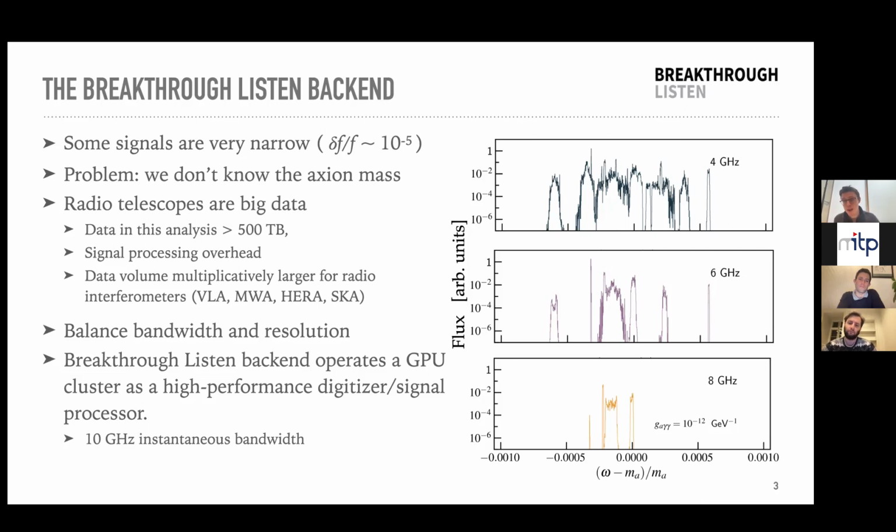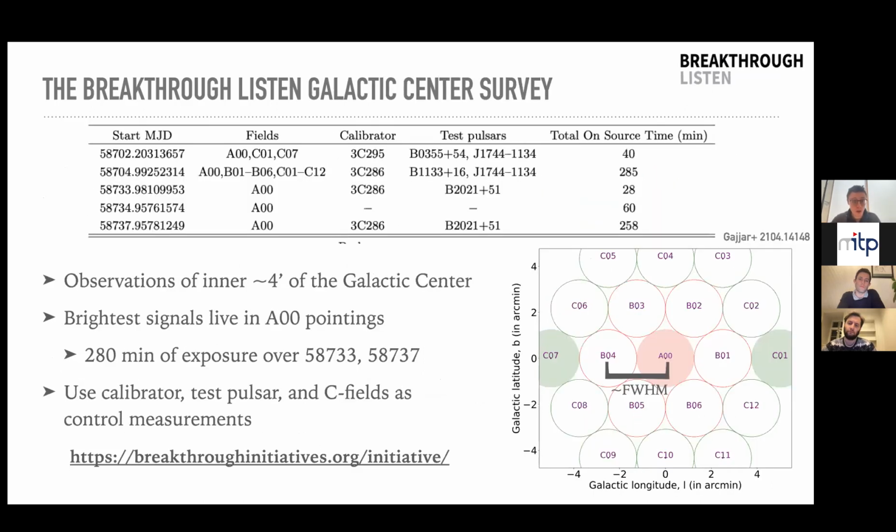So what this means is that the backend can make use of all of the data that's being collected by Green Bank, and it can render it in a format that has both very, very high resolution and also very wide bandwidth. So that's what we're going to use.